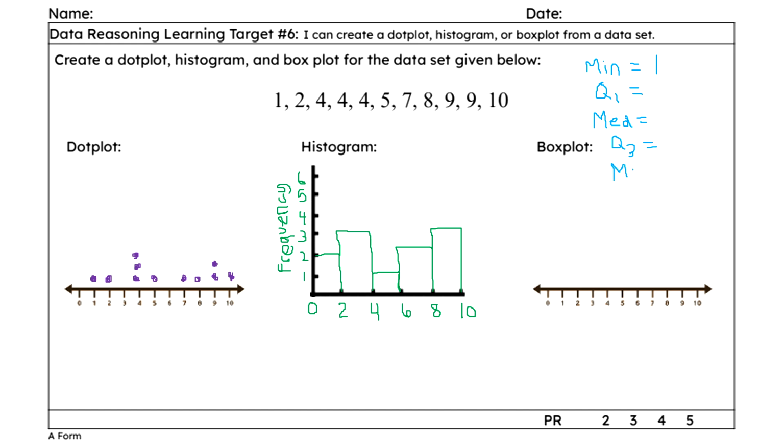So let's find the maximum now. That's my largest number. Minimum was 1. What's my largest number? It's nice that this is in order. My largest number here is 10. So minimum and maximum is more intuitive. Smallest number is 1. Largest number is 10. Median we've talked about before.